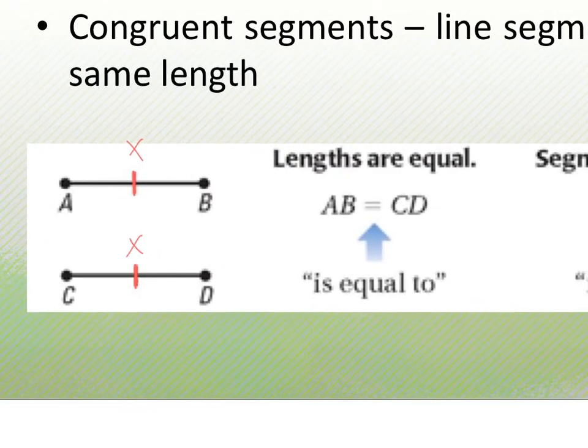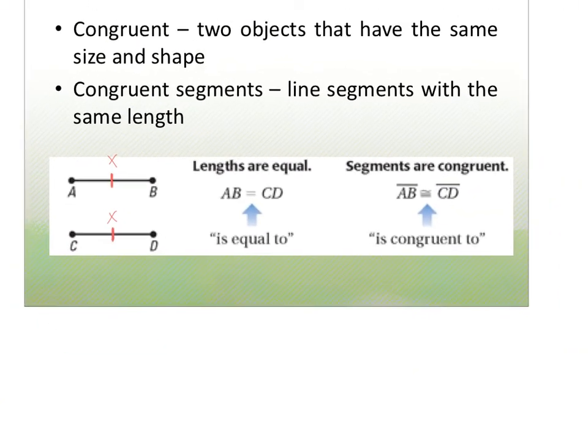It means they are equal to each other. They have the exact same length. AB, the length of AB is equal to the length of CD. We use AB to represent the length of that line and CD to represent the length of CD.